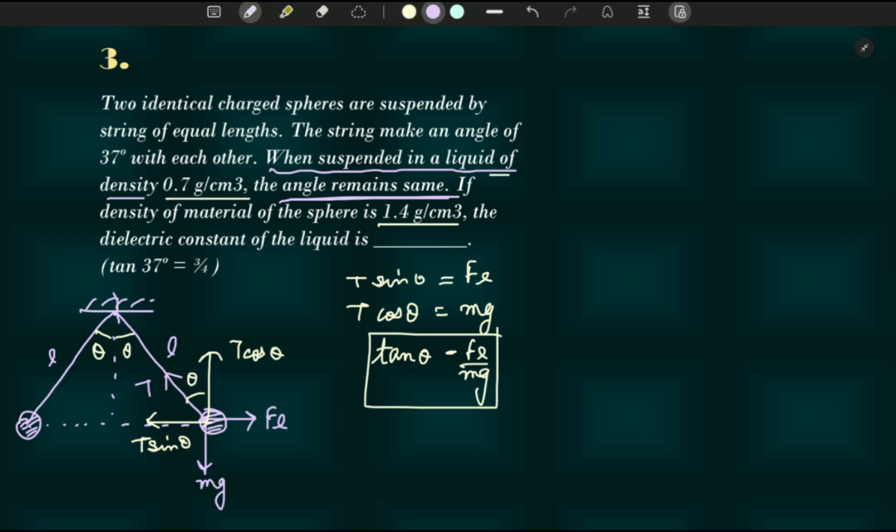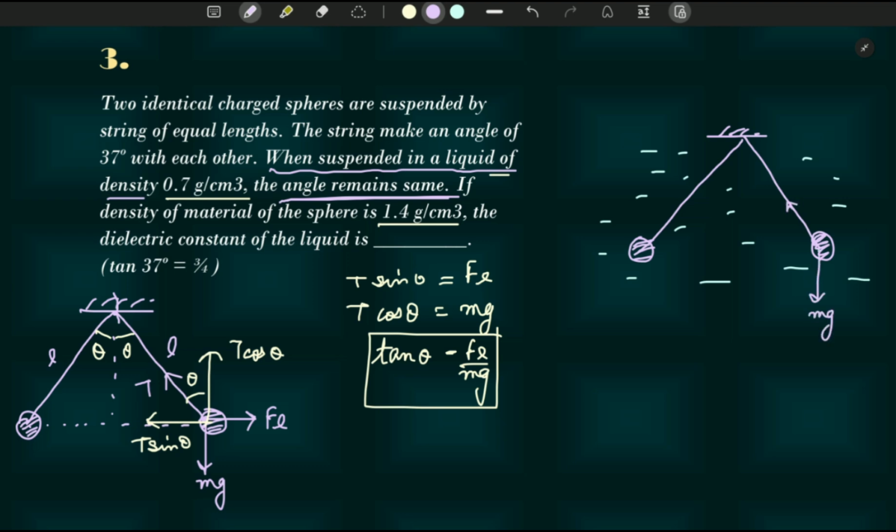Now it is again suspended in the liquid. This is the second situation. These are the two spheres, and suppose this is the liquid. Here also, if I draw the FBD, mg will act, tension T will act, and Fe will act, and it is told in the question the angle is the same. So again theta. This was the beauty of this question. Now since it is placed inside a fluid, another force, the buoyant force, will act, and I know the formula of buoyant force Fb.